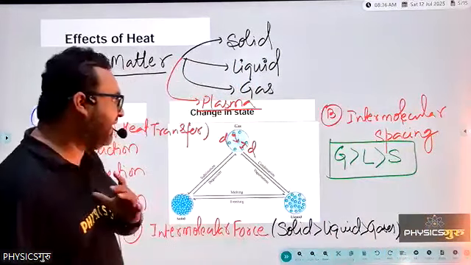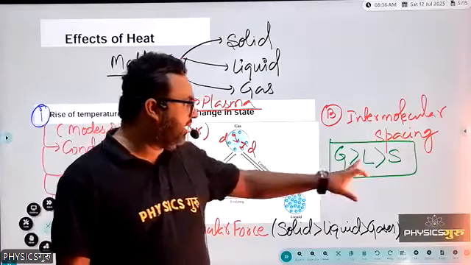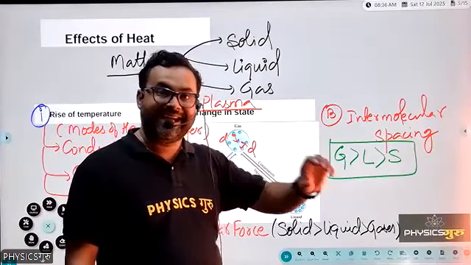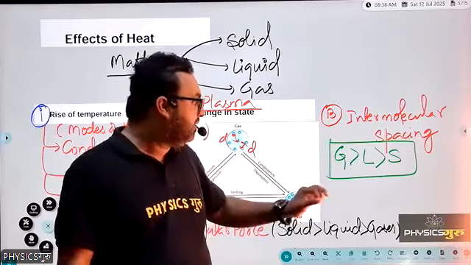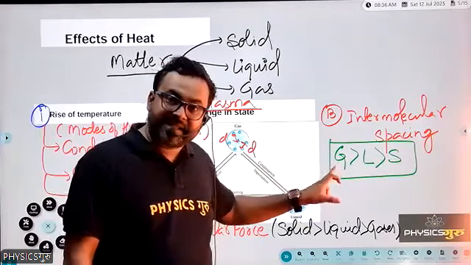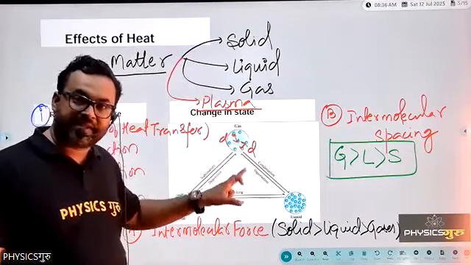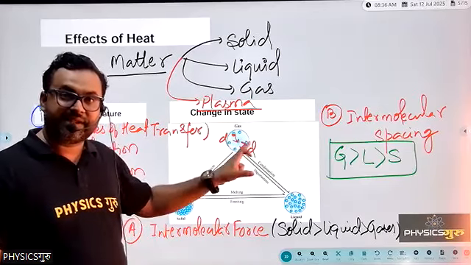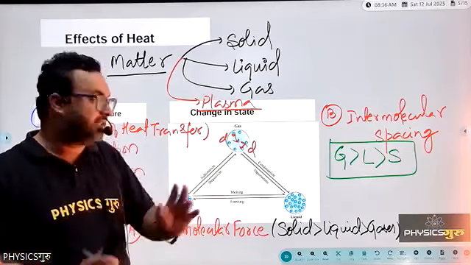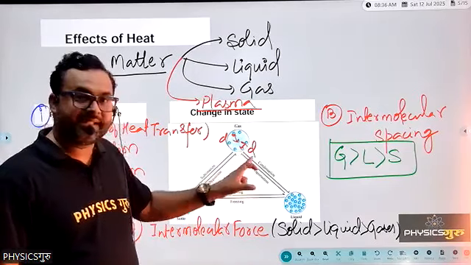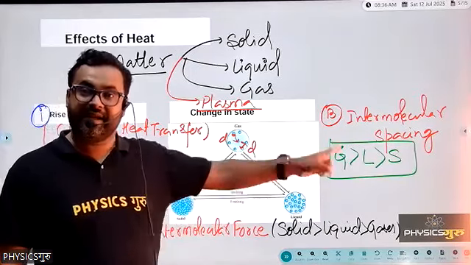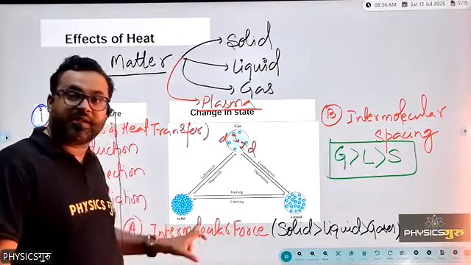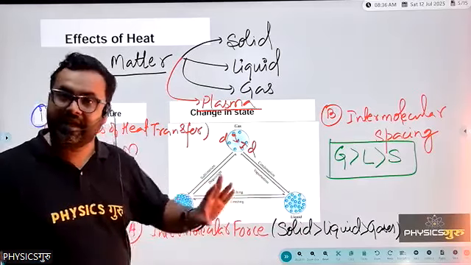Due to less intermolecular spacing in solids, solids have a perfect shape, a solid structure. When we talk about gases, they do not have a shape of their own. They take the shape of the container in which they are placed, because intermolecular spacing is very high and intermolecular force is very low.